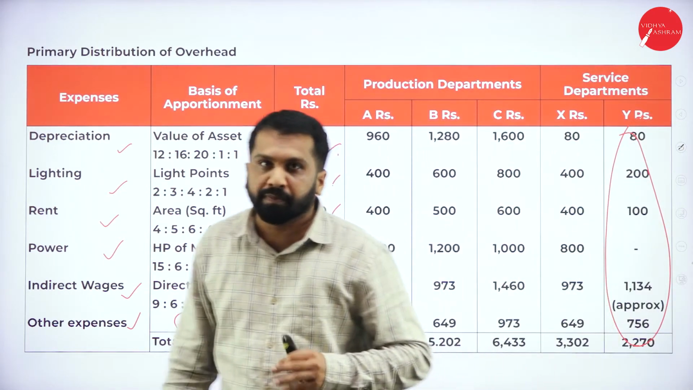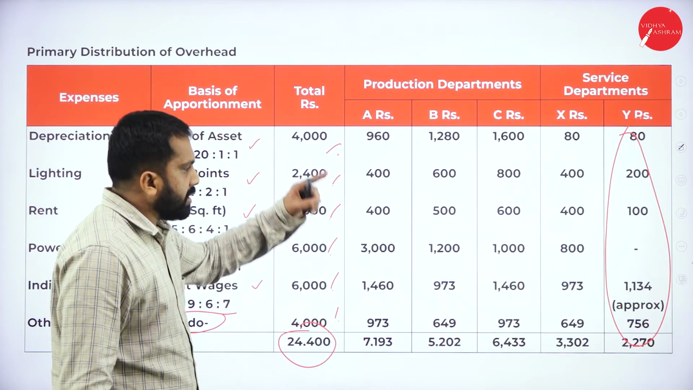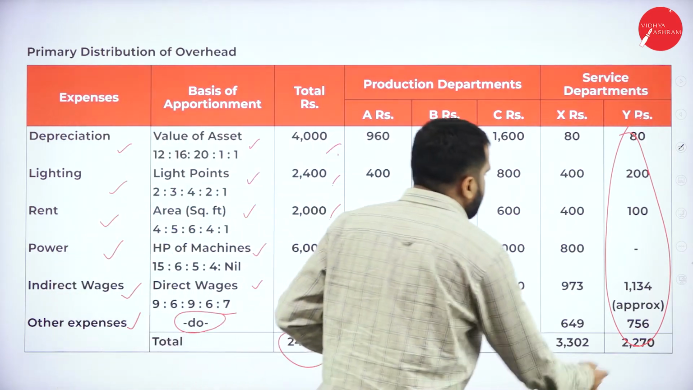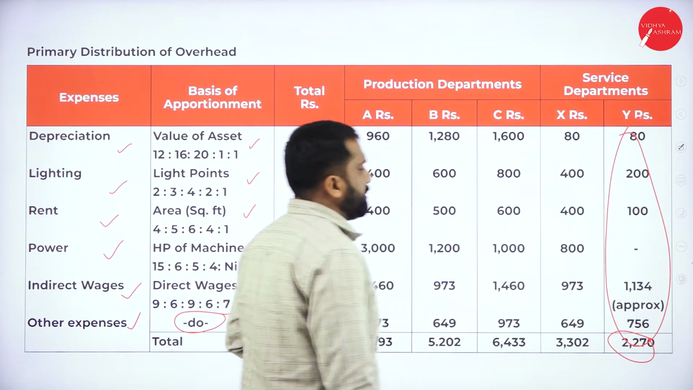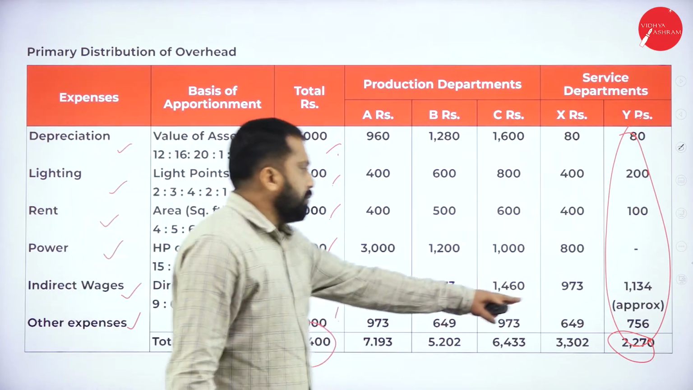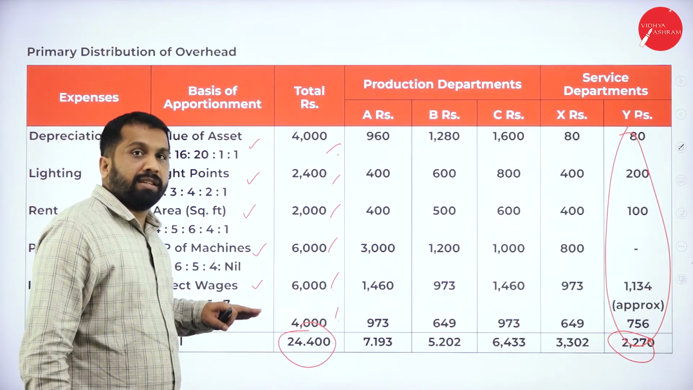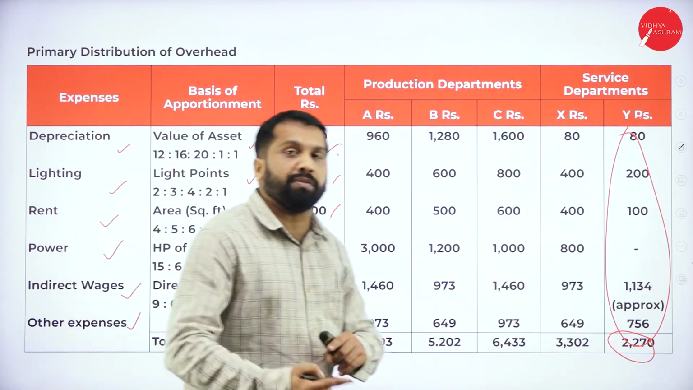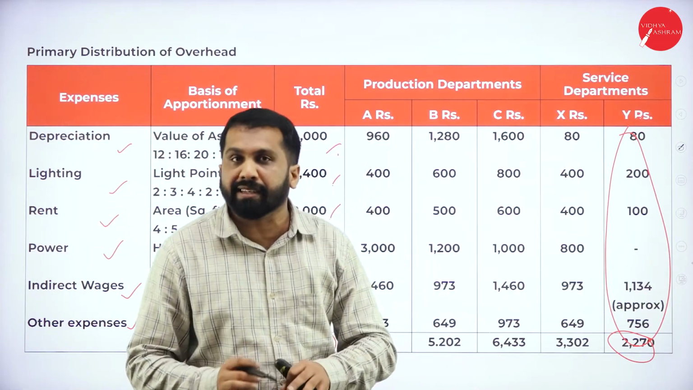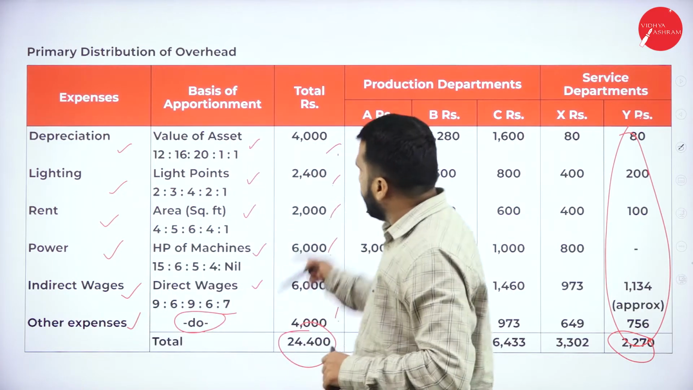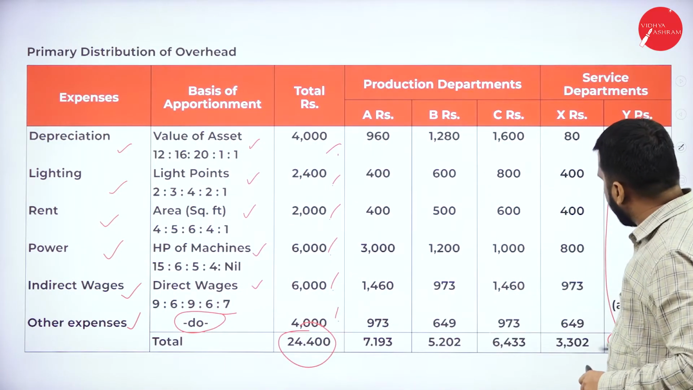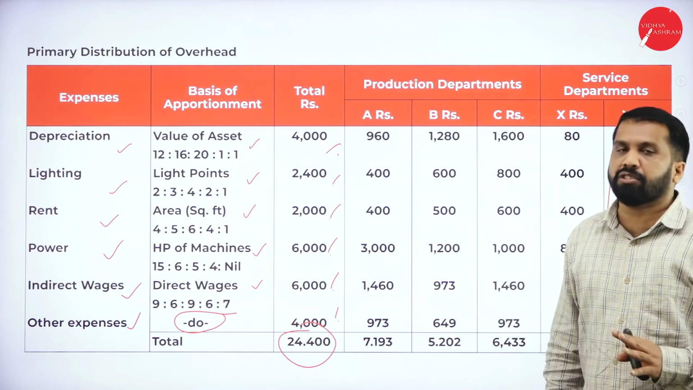If you simplify this, your answer is this one. Hope you are clear. Yes, you got this answer. Total this, it will become 2,270. So whatever ratios we have taken for the last one, other expenses, we assume that it is direct wages if nothing is mentioned. Now, after adding everything, we are done with your primary distribution.